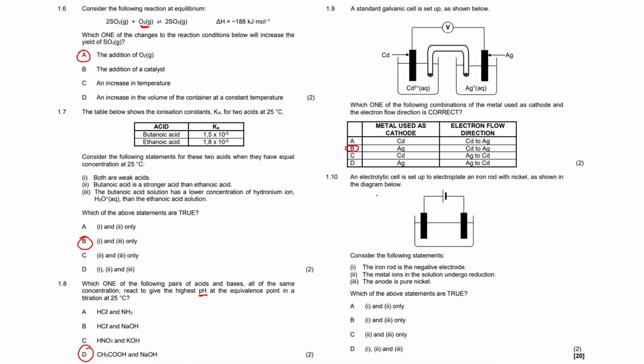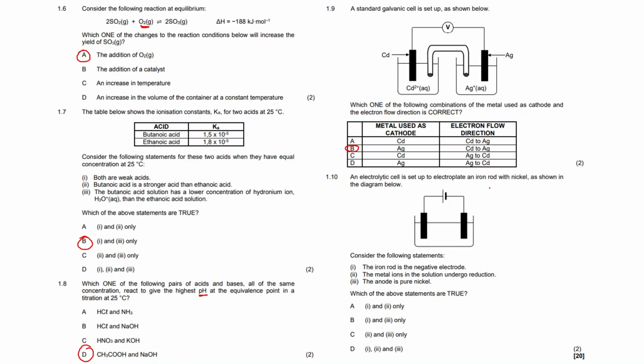Question 1.10. An electrolytic cell is set up to electroplate an iron rod with nickel, as shown in the diagram below. Consider the following statements. I, the iron rod is the negative electrode. II, the metal ions in the solution undergo reduction. III, the anode is pure nickel. Which of the above statements is true?